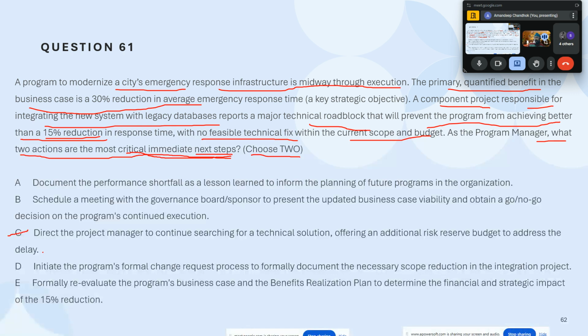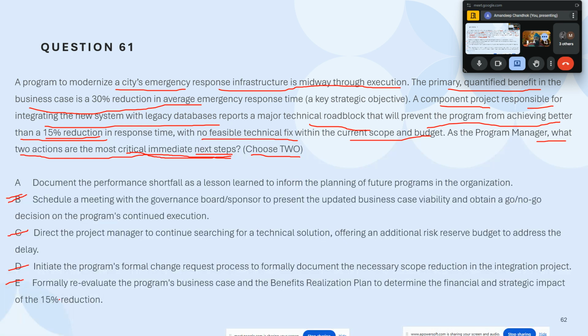Can I hear from the others as well? What are the two options that you believe we need to select over here? I think B and D are the answers. Okay, challenging question. Yeah, I think it's E and B. First we will evaluate the impact on the benefits and the business case, and then we will schedule a call with the governance board to update the business case.